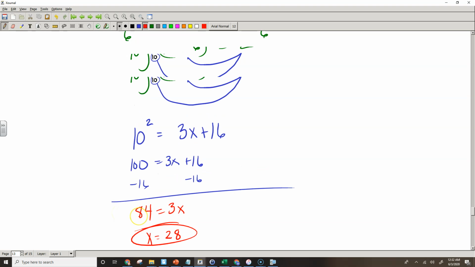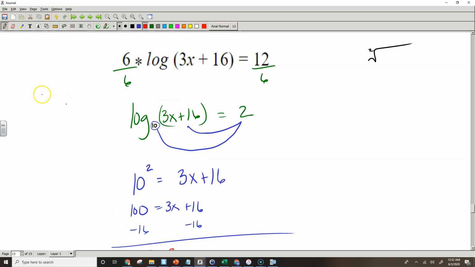Okay? So when you have a log equation like this, you want to get the log expression by itself, if necessary, and then shark fin it. Shark fin is your answer there. Rewrite that equation in exponential form, and then that will allow you to solve for x.